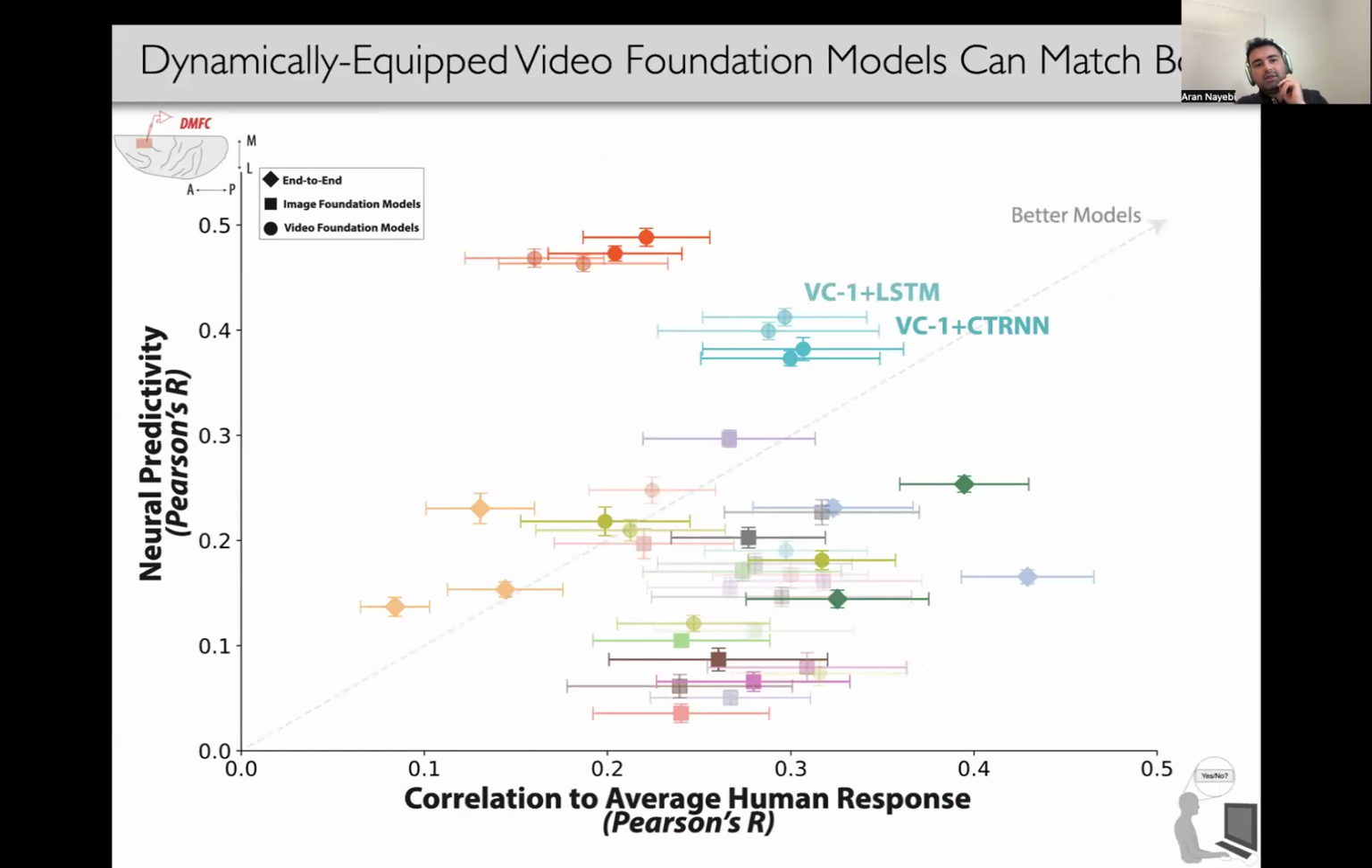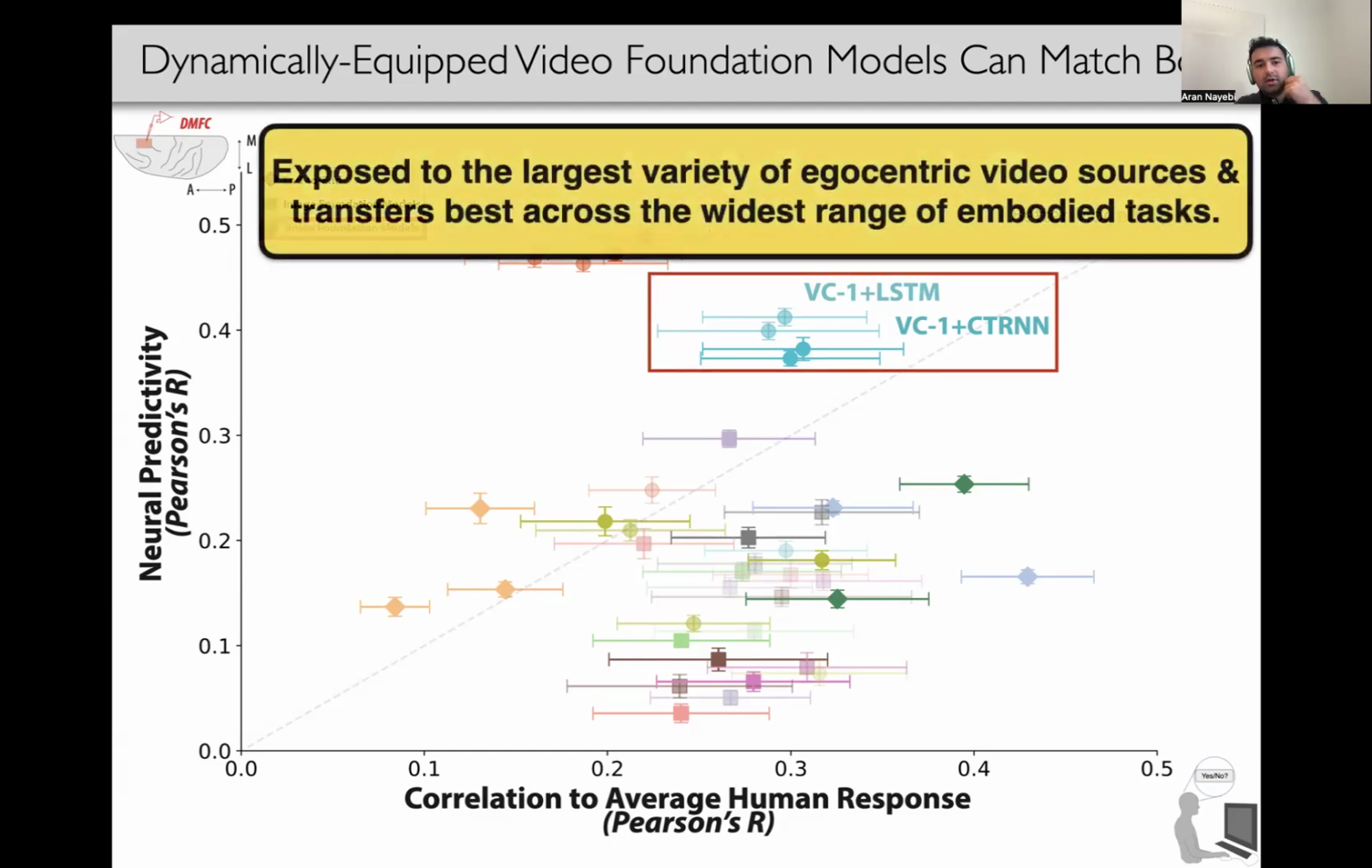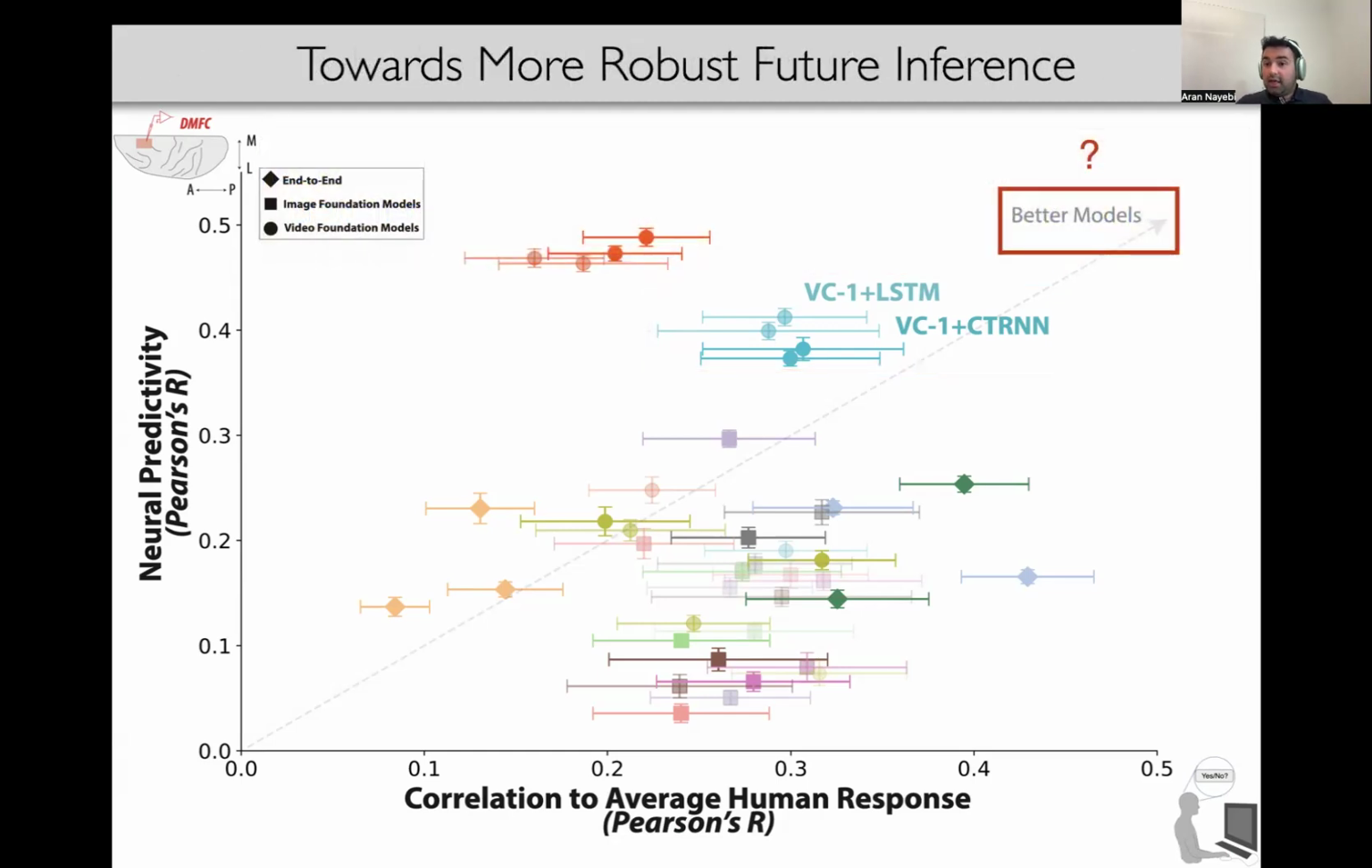And what we see is that if we treat each metric equally, where the dotted line measures that, while no model can perfectly match them both, dynamically equipped video foundation models can do this. In other words, specifically the one that has been exposed to the largest variety of egocentric video sources and transfers the best across the widest range of embodied tasks. And in future directions, I'm going to talk about how we can improve these to get closer to the upper right.